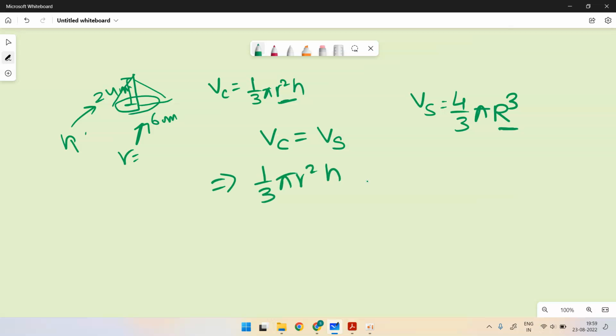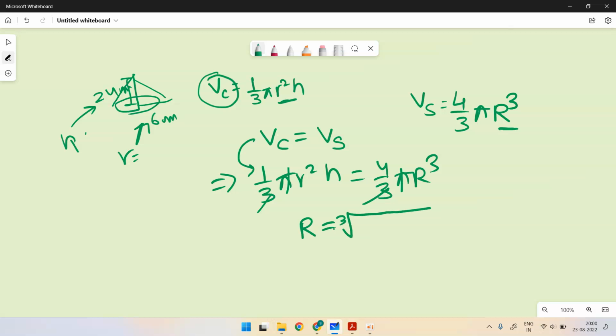And one more thing, never find this volume of cone, because this pi and some other factors will get cancelled. So just write for cone 1 by 3 pi r square h, and volume of sphere is 4 by 3 pi r cube. 3 cancels, pi cancels, and r equals cube root of r square h by 4.